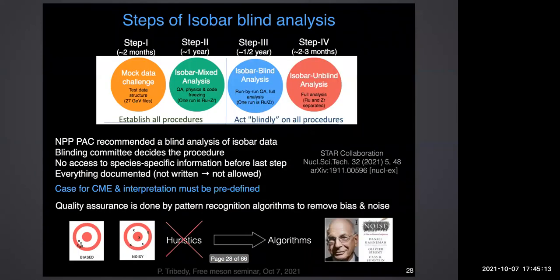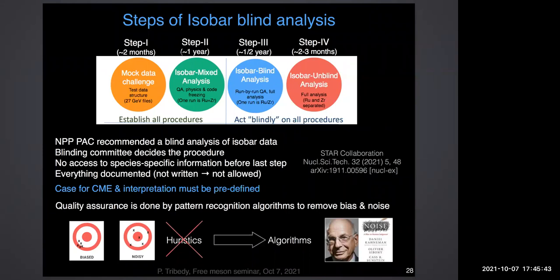Why do we need to do blind analysis? Blind analysis is needed to remove biases. This whole procedure is very complicated, and it is done in 4 steps. The first step is basically a mock of all the other steps. It took 2 months to test all the other steps. Step 2 is actually the real analysis.